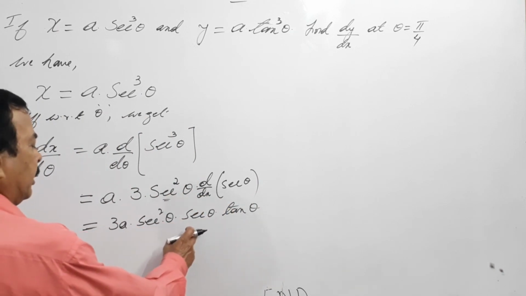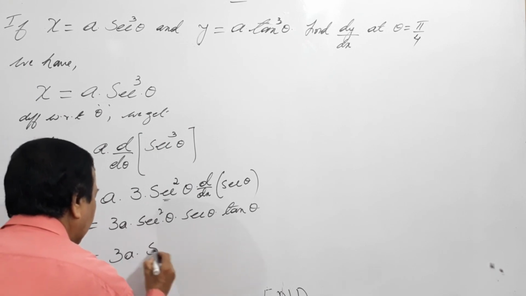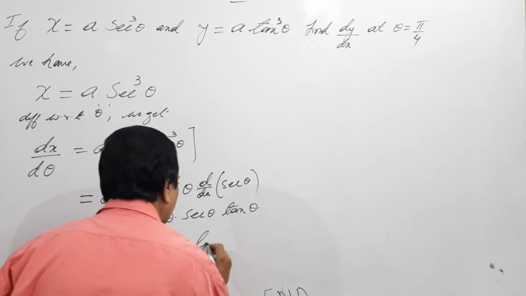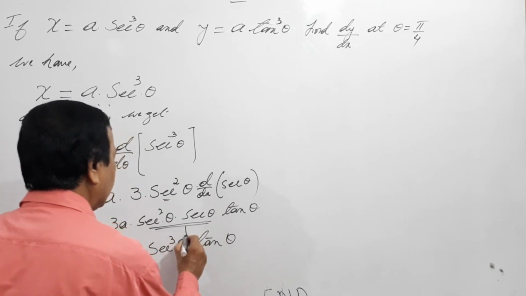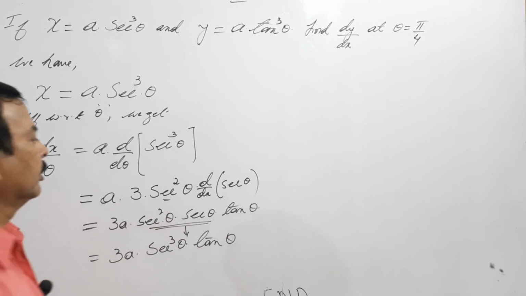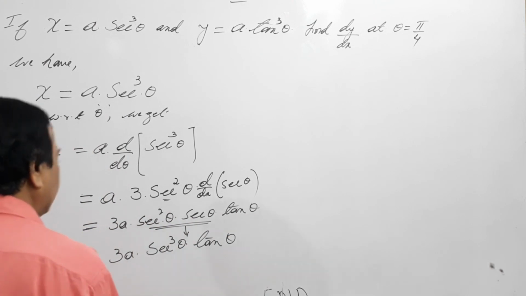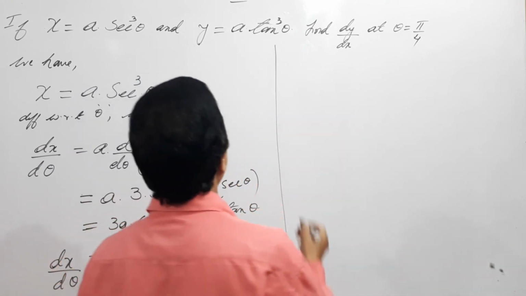Now secant square into secant theta becomes 3a into secant cube theta into tan theta. I am multiplying this. So after multiplying, I got secant cube theta into tan theta. So this is our dx by d theta, equation 1.